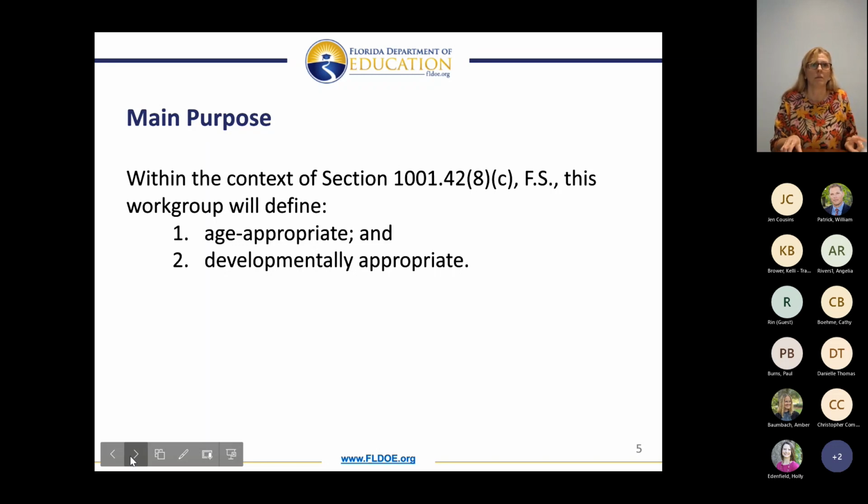So again, just as a review from last week, there are two main purposes that have been identified for this work group. Within the context of Section 100.428C of the Florida statutes, this work group will define age appropriate and developmentally appropriate. And again, just as a reminder, these definitions will provide consistency within all of the Florida school districts to meet the statute and for communication with parents and other external stakeholders.